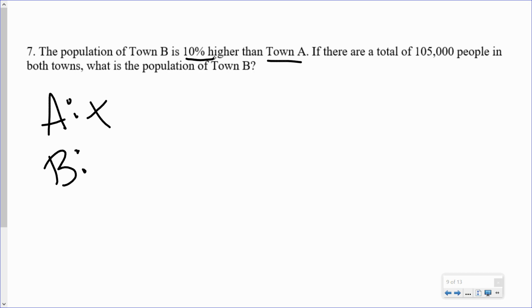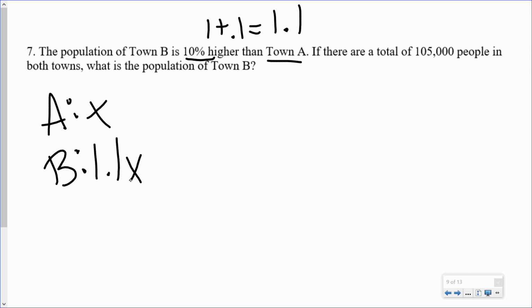When you're increasing by a percent, you're adding it to 1, and I get 1.1. So if town B is 10% higher than town A, then you're multiplying it by 1.1. And again, that's something that we did a few days ago in the percents lesson. So if ever you're increasing or decreasing by a percent, you add or subtract that to 1, and you multiply.